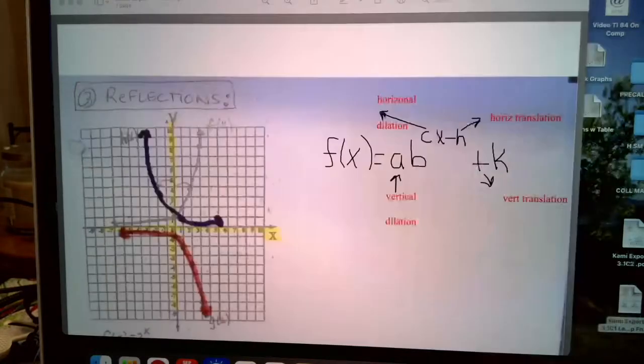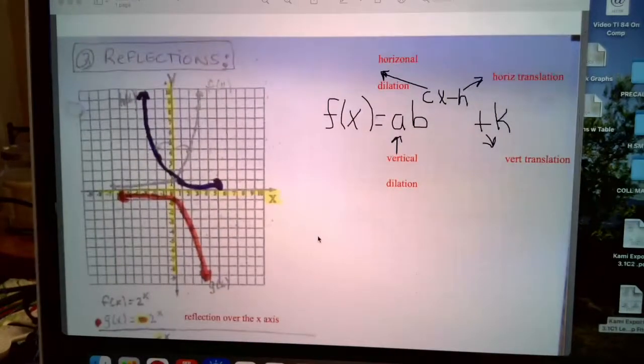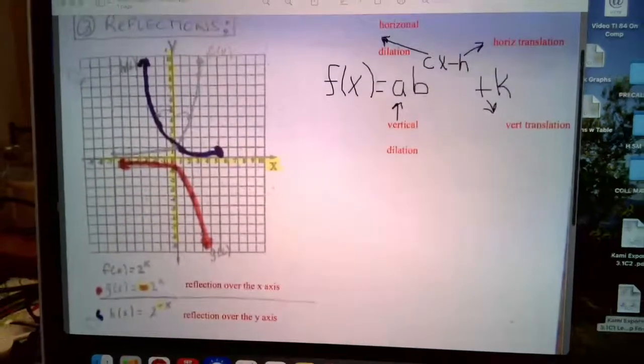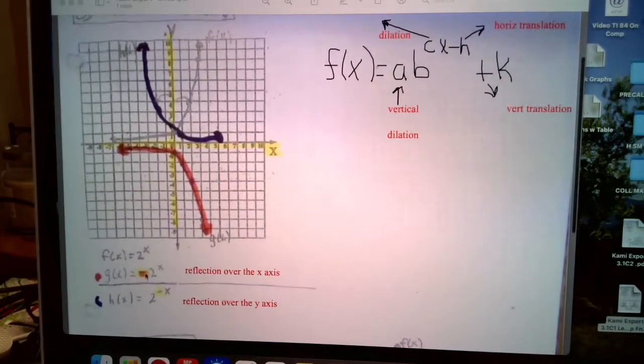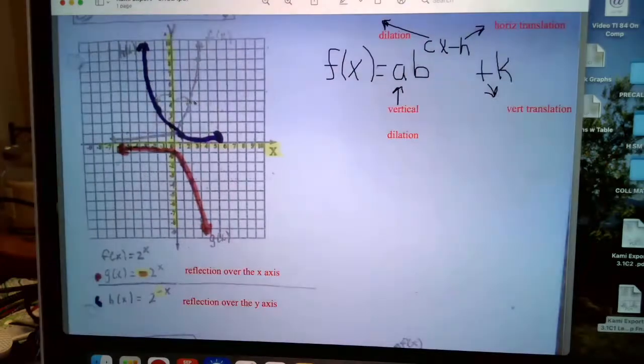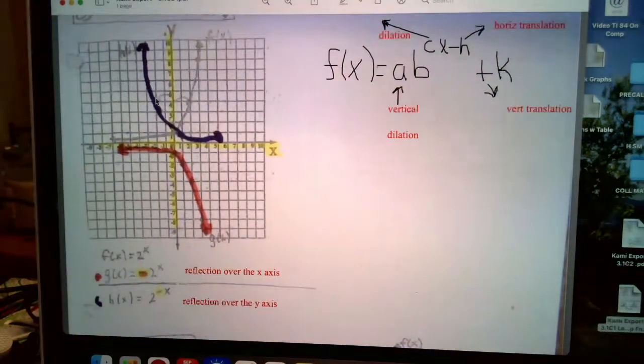The next type of transformation is your reflections. So let's take a look at this example here. There are two types. One where you have a negative in front of the function, and one where there's a negative in the exponent. When the negative is in front of the function and you type in your parent function y1, which is right here in gray, and you type in your y2, which is negative 2 to the x, here we see that this is a reflection, so this is being reflected over the x-axis.